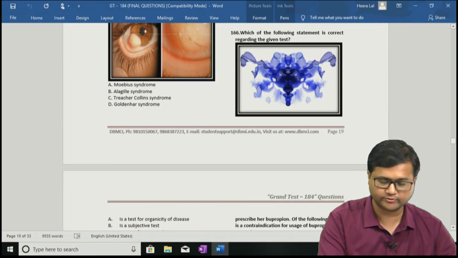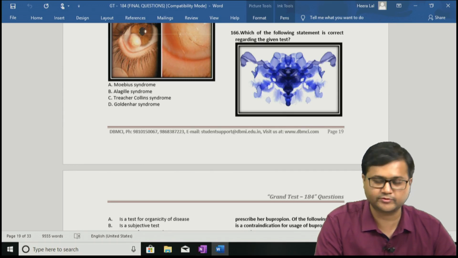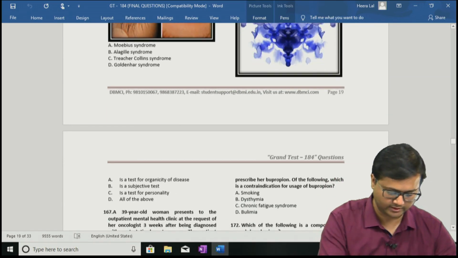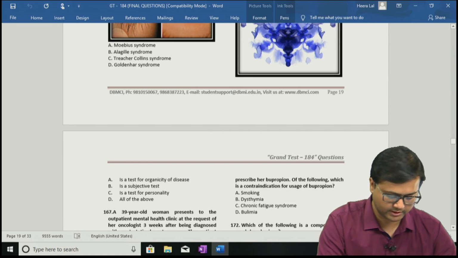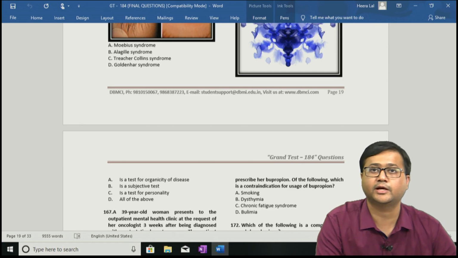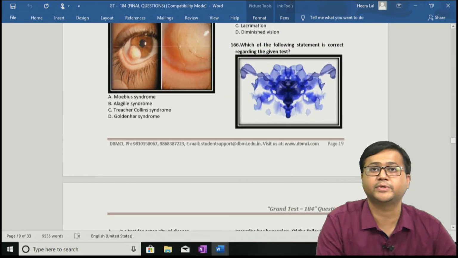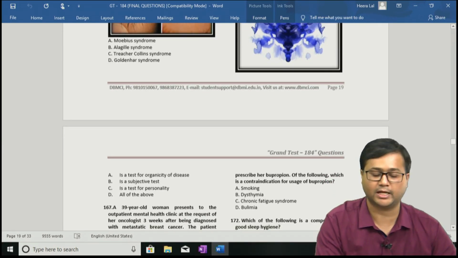So let us discuss the first question, that is question 166. The question is, which of the following statement is correct regarding the given test? There is an image given and the options are: option A, a test for organicity of disease; option B, a subjective test; option C, a test for personality; and option D, all of the above. The correct answer is option C, that is it is a test for personality.